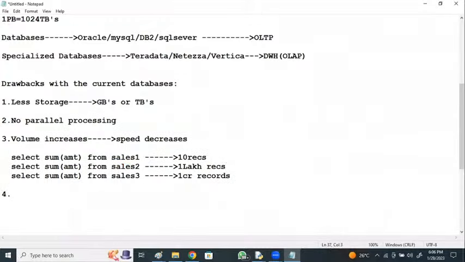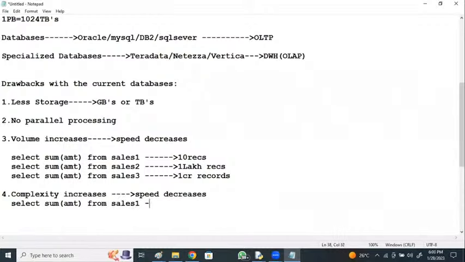And if you talk about complexity, if complexity increases, speed decreases. For example, select sum of amount from sales one. Assume you got some 1 lakh reports. Next, see this: select average amount from sales one, right?